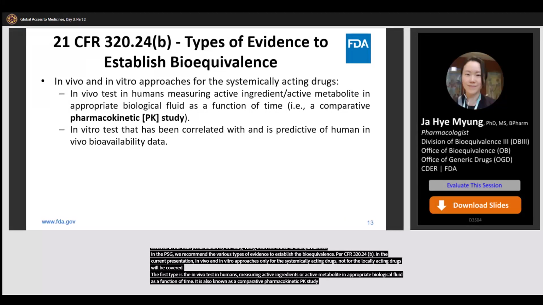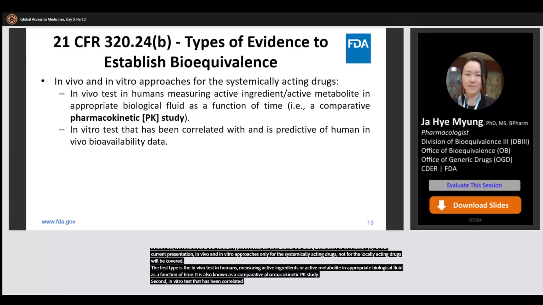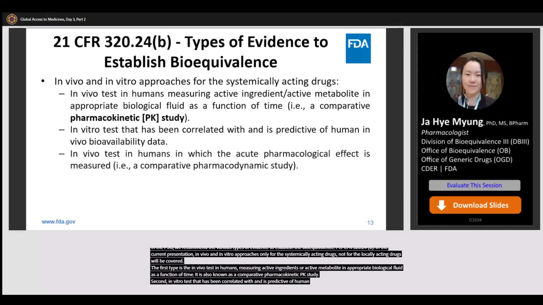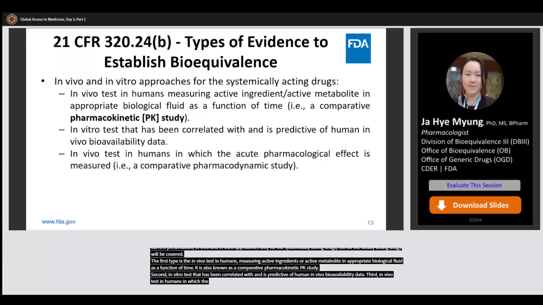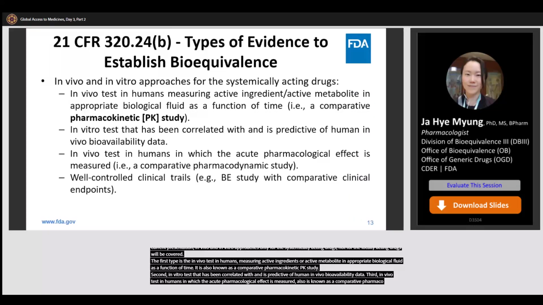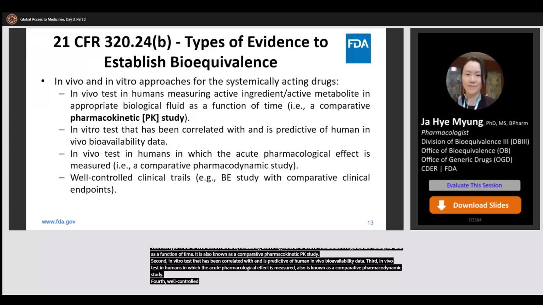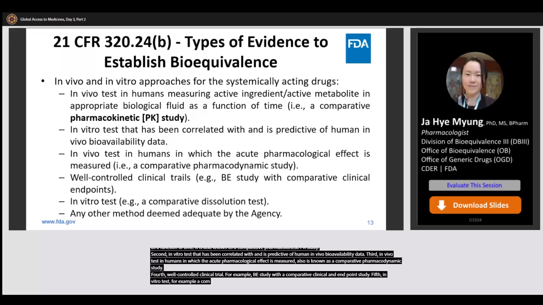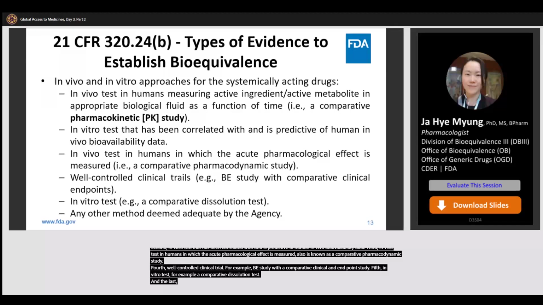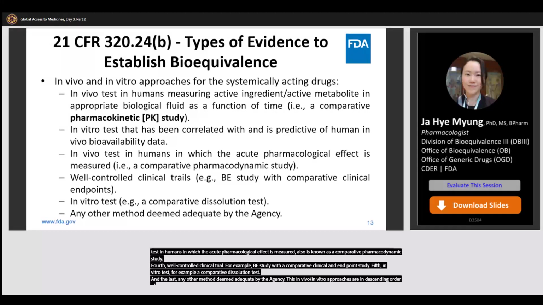Second, an in vitro test that has been correlated with and is predictive of human in vivo bioavailability data. Third, an in vivo test in humans in which the acute pharmacological effect is measured, also known as a comparative pharmacodynamic study. Fourth, a well-controlled clinical trial, for example, a BE study with a comparative clinical endpoint. Fifth, an in vitro test, for example, a comparative dissolution test. And the last, any other method deemed adequate by the agency. These in vivo and in vitro approaches are in descending order of accuracy, sensitivity, and reproducibility.